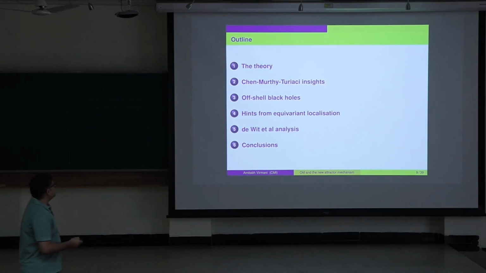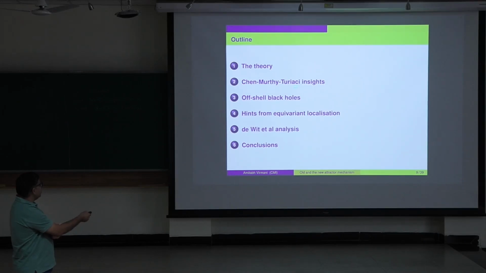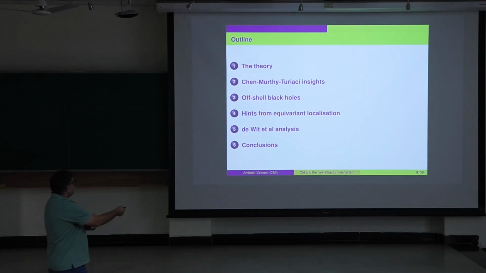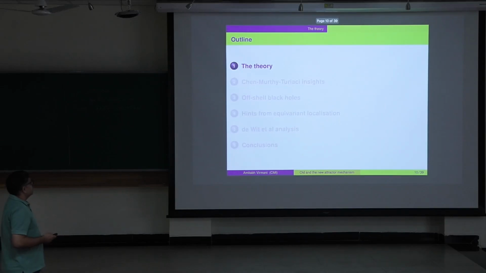Okay, so this is the organization of my talk. I will spend just a few minutes telling you what this N equal to 2 theory is. Then in February 2024, Chen, Murthy and Turiaci wrote a very nice paper which gave us very useful insights into how one can go about doing this calculation. But this insight was not enough. One needed to do a lot more. And this is where I will explain what I call the off-shell black holes. This gave us some hints that some sort of equivariant localization is happening. And then we were able to make this precise using some supergravity analysis of these authors, and we'll put everything together. Okay, so this is roughly how it goes.